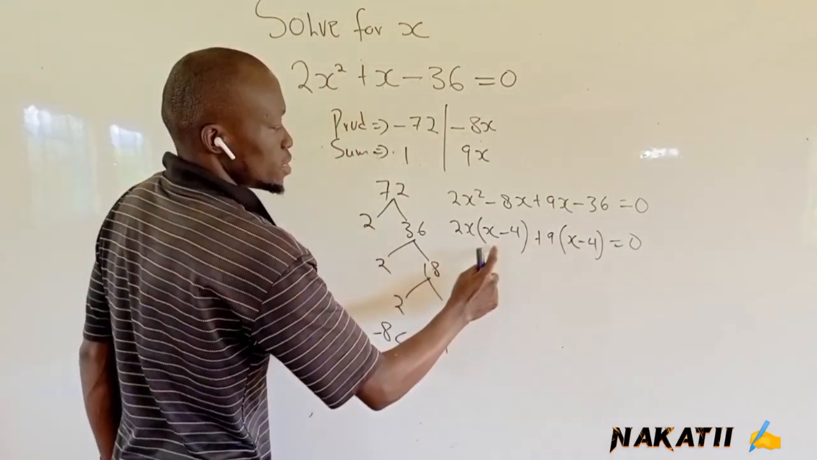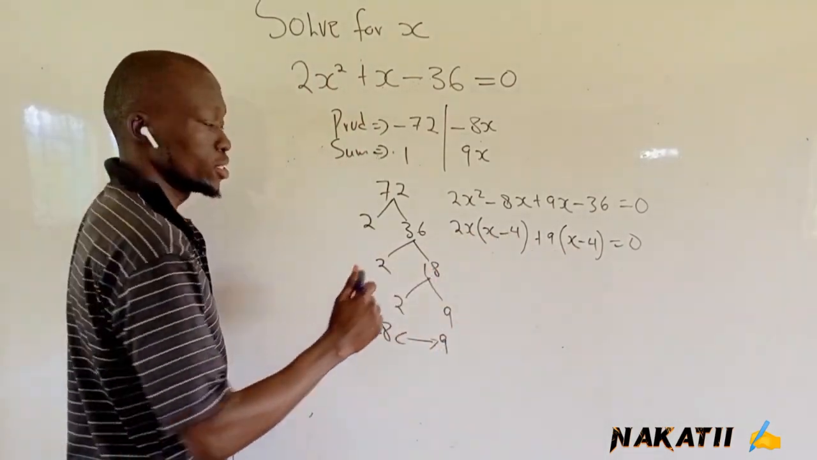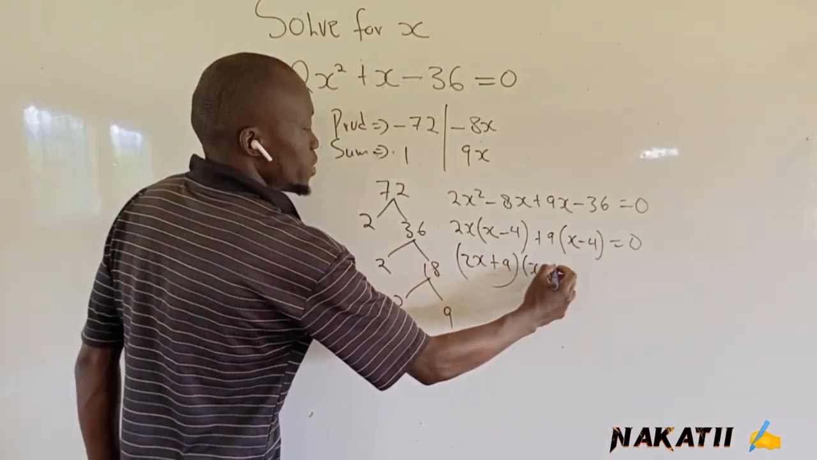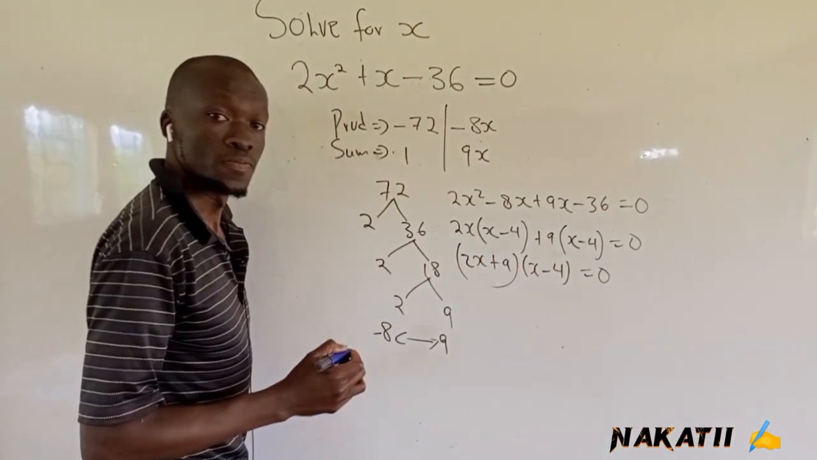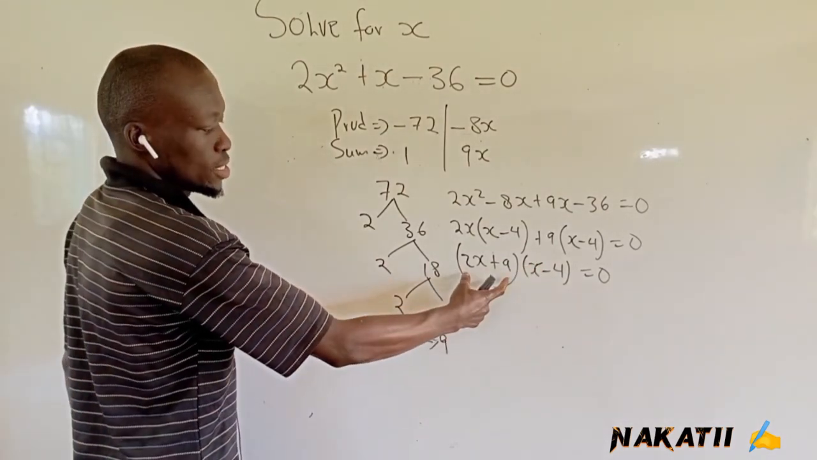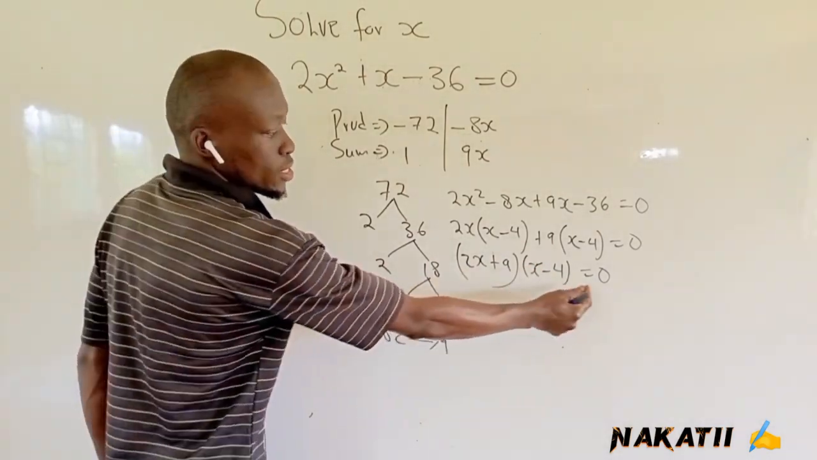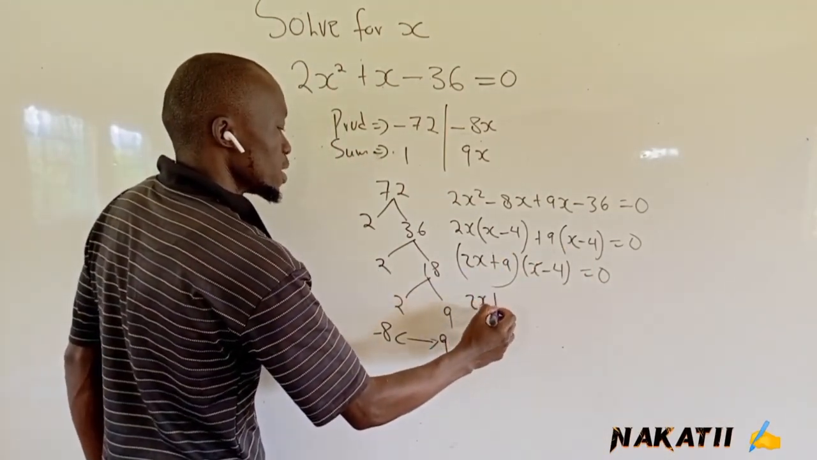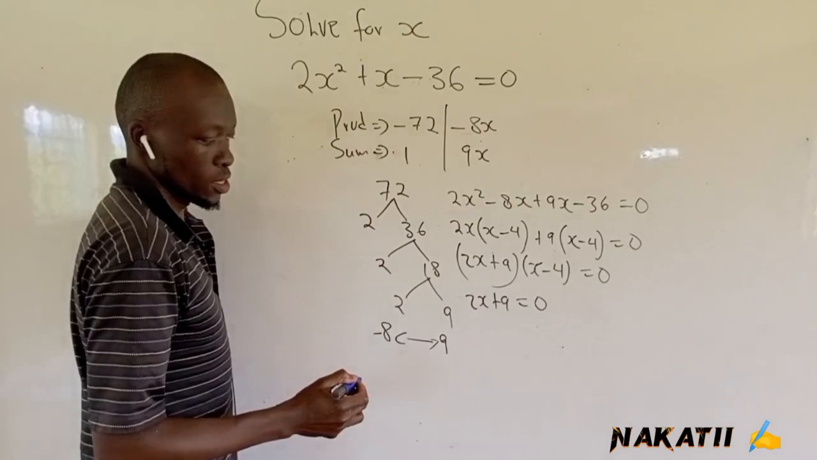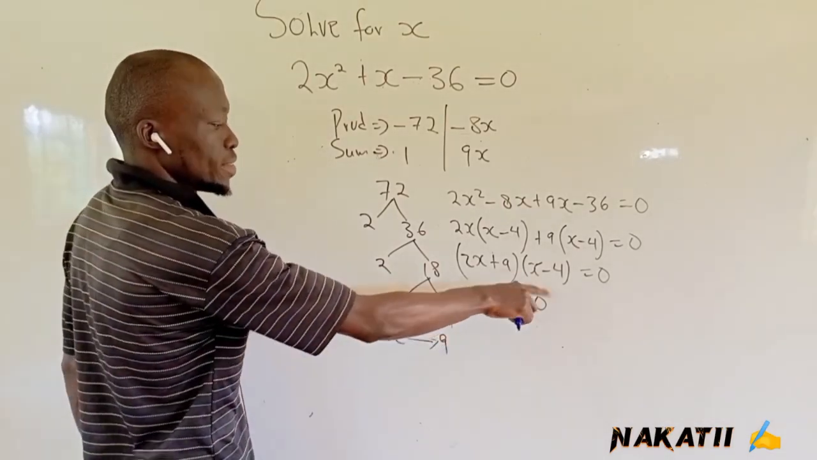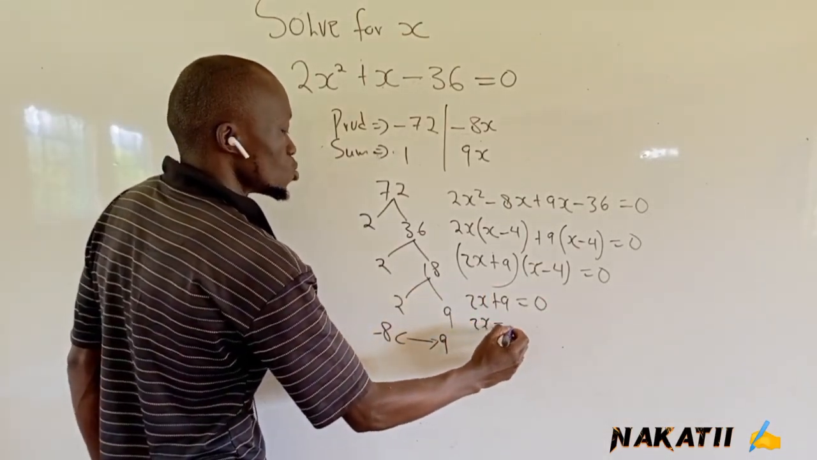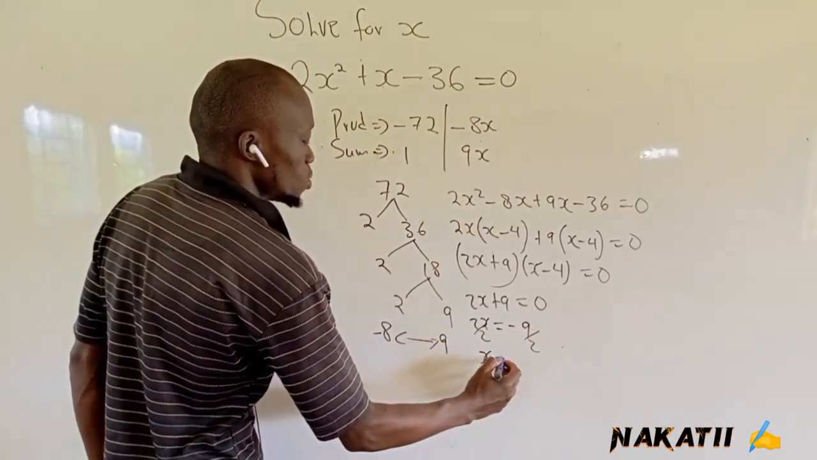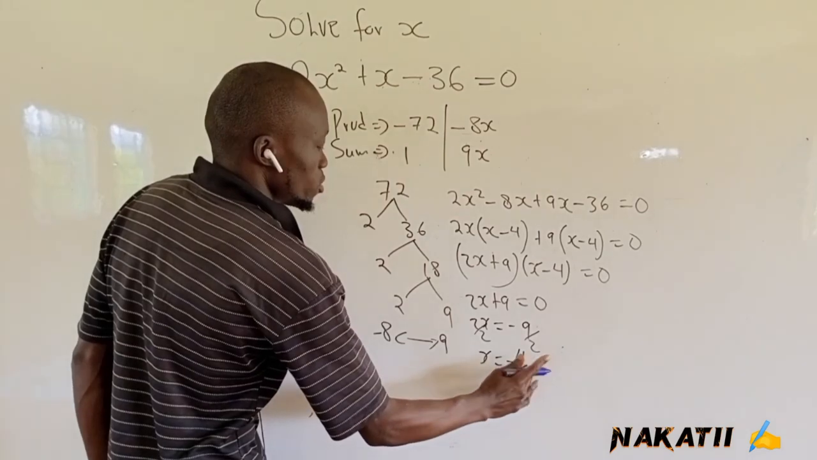When this bracket is the same, put these two under one bracket. You will have 2x plus 9 and x minus 4 is equal to 0. That means that this bracket is equal to 0 or this one is equal to 0. I will have 2x plus 9 is equal to 0. To get the value of x, I take 9 the other side. I will have 2x is equal to negative 9. That means if you divide both sides by 2, our x will be equal to negative 4.5.